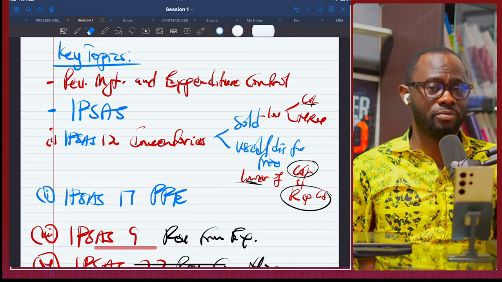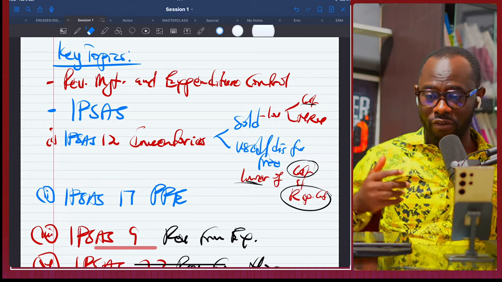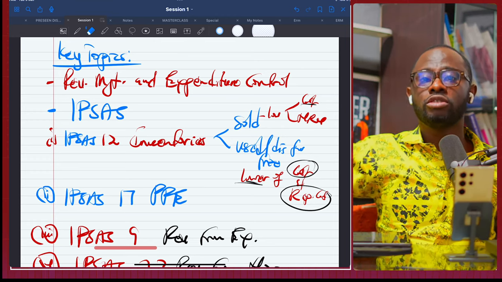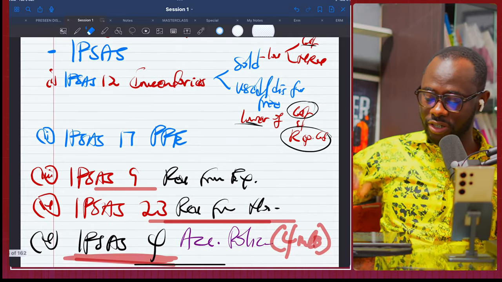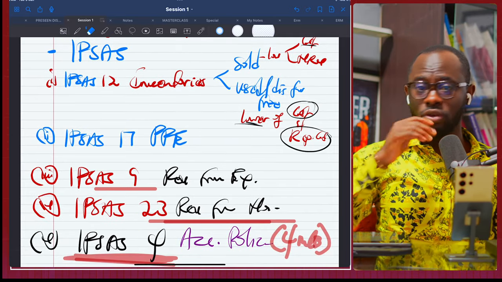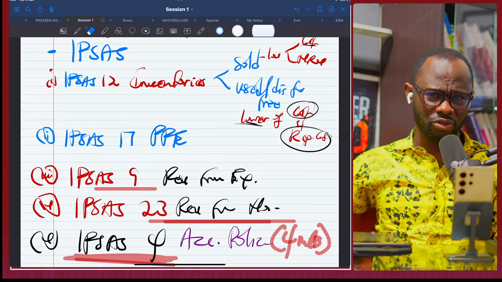Next is going to be IPSAS. There are a lot of IPSAS standards that the examiner is going to be throwing in for us in the notes so that we deal with them in the financial statement preparation. The first one is IPSAS 12, which is inventories. The examiner could get some goosebumps and throw some notes at you there.